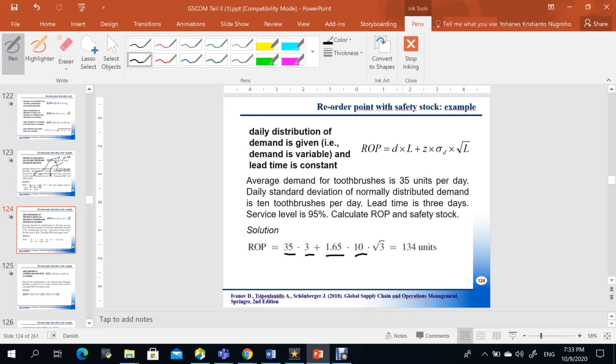And what about the safety stock? Just simply put this. So we have 1.65 times 10 times the square root of the lead time, which is 3 days. So 16.5 times the square root of 3.